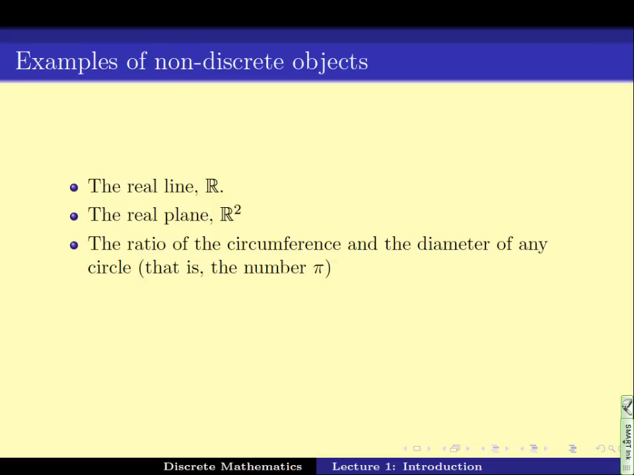The number pi, that is the ratio of the circumference and diameter of any circle, is not a discrete object. Now, why is it so? The reason is that the number pi cannot be expressed concisely. There is no pattern to the digits of the number pi. In other words, the number pi is a transcendental number. So it is not a discrete object.